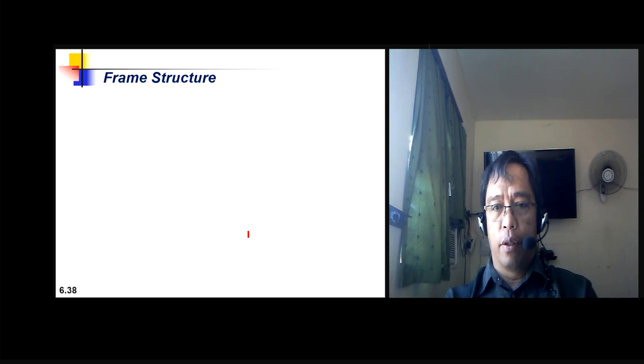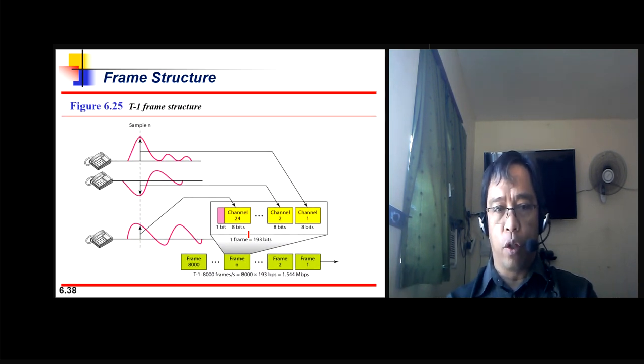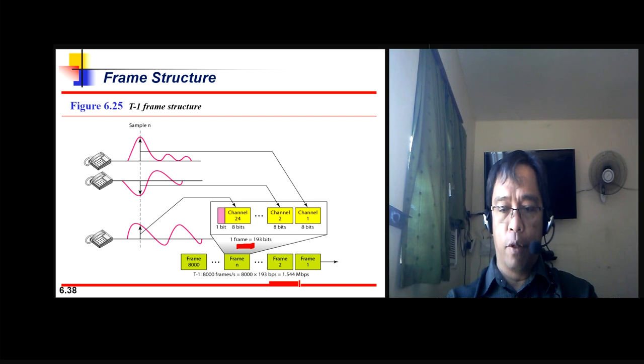Frame structure. The T-1 frame used on a T-1 line is usually 193 bits, divided into 24 slots of 8 bits each plus 1 extra bit for synchronization. Therefore, 24 times 8 plus 1 equals 193, as shown in figure 6.25. In other words, each slot contains one signal segment from each channel. 24 segments are interleaved in one frame. If a T-1 line carries 8,000 frames, the data rate is 193 times 8,000 equals 1.544 Mbps, the capacity of the line.